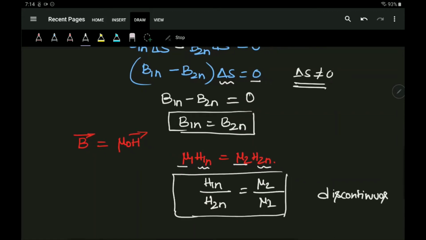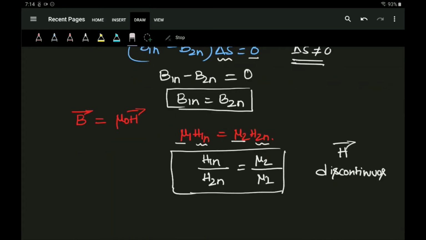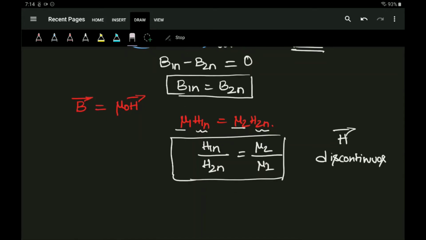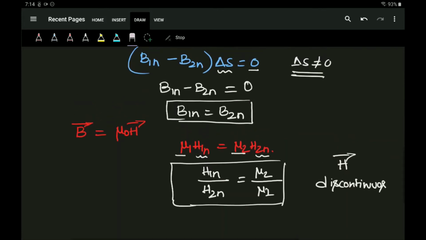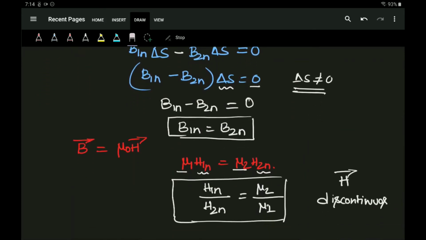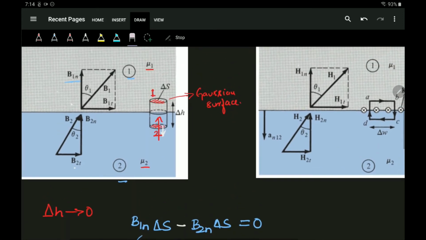So my magnetic field intensity is discontinuous across the boundary, and this is what we have derived in the first part. Similarly, if I want to calculate the magnetic field intensity, this is only for the normal component. So we have only derived for the normal component now. This is what we have solved for, only the normal components.